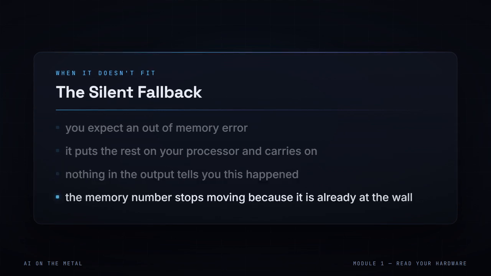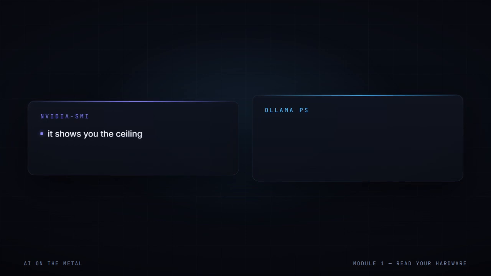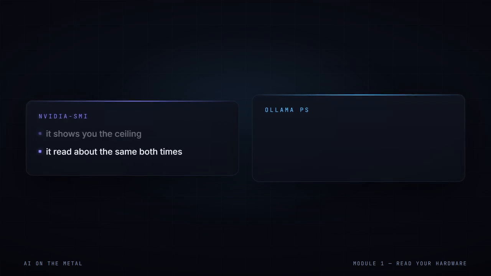And here is the trap. nvidia-smi will not show you the problem because the memory number stops moving because it is already at the wall. nvidia-smi tells you how full the card is. It shows you the ceiling. But when we doubled the context on the big model, it read about the same both times. It looked like nothing happened.